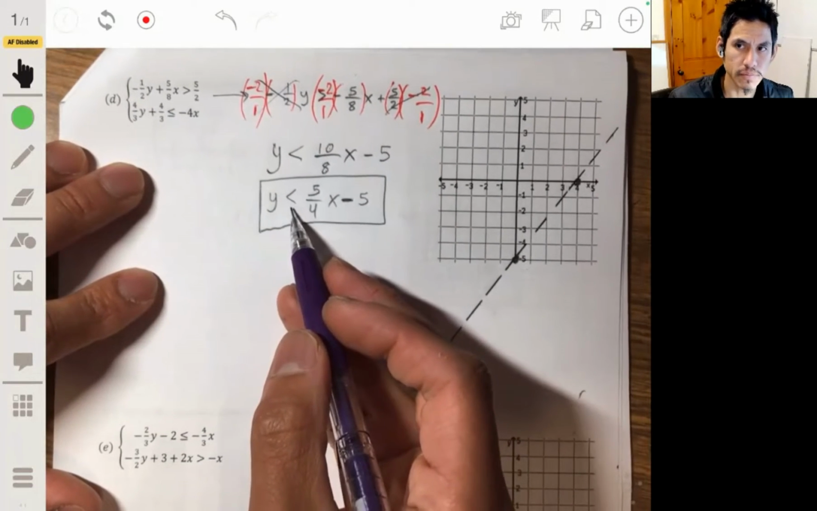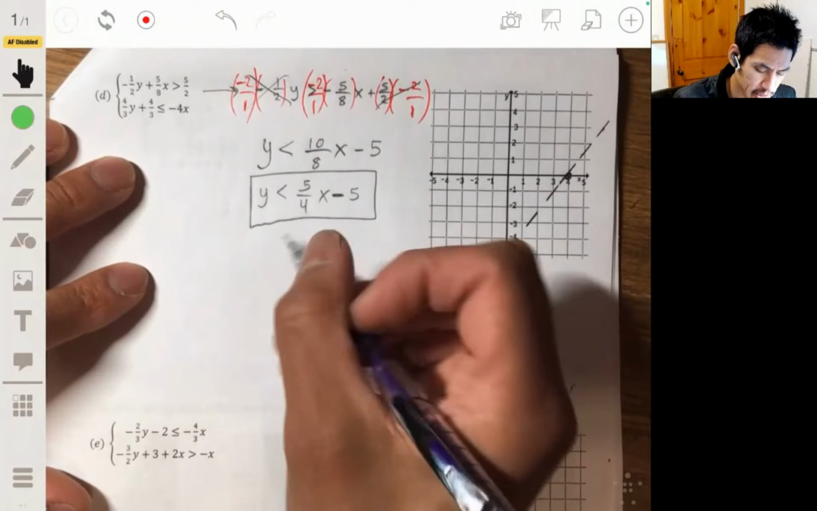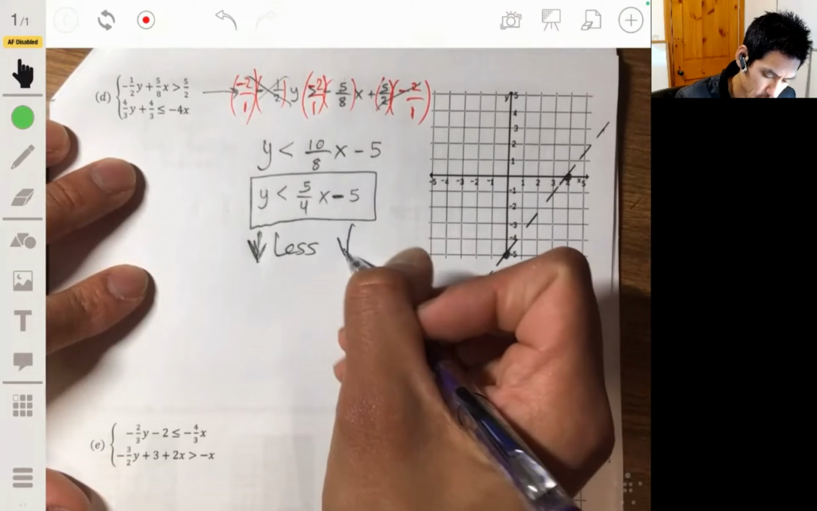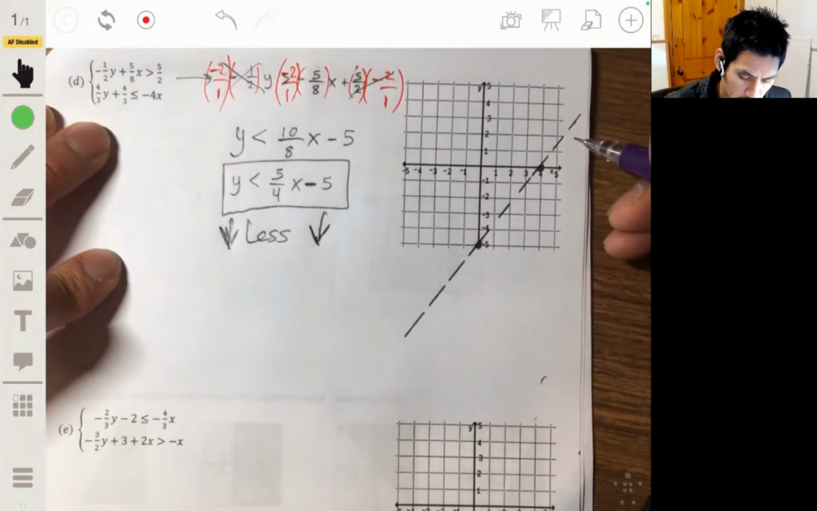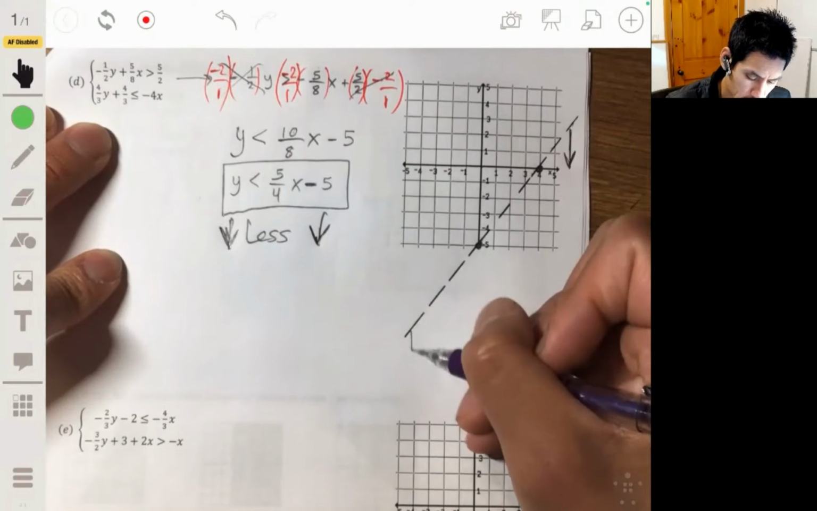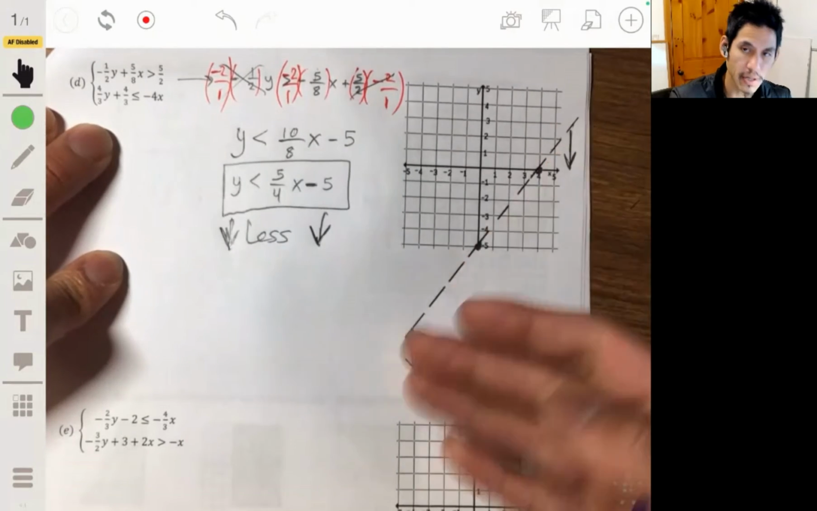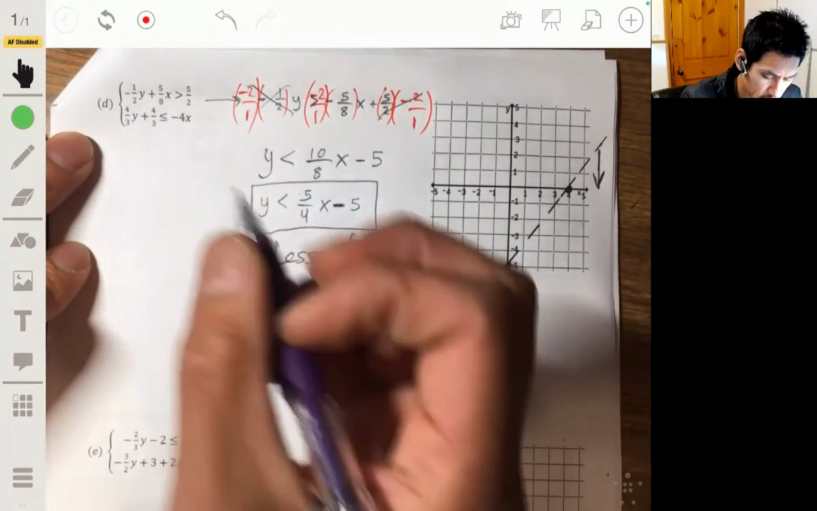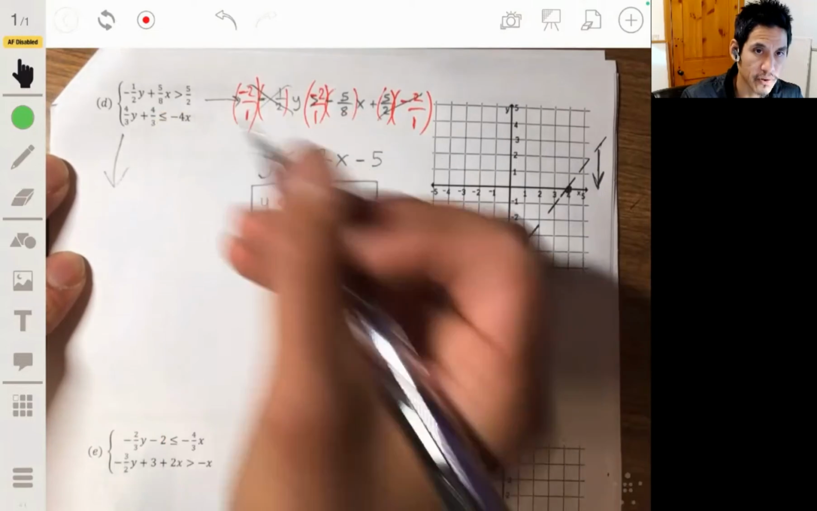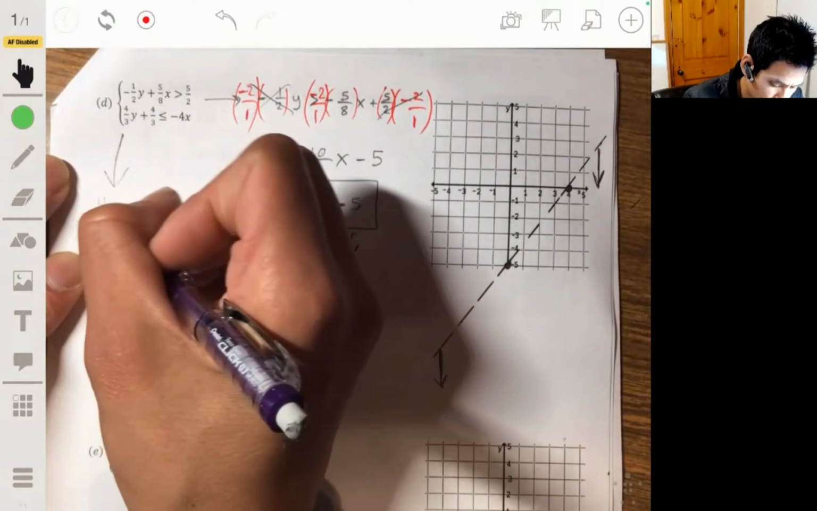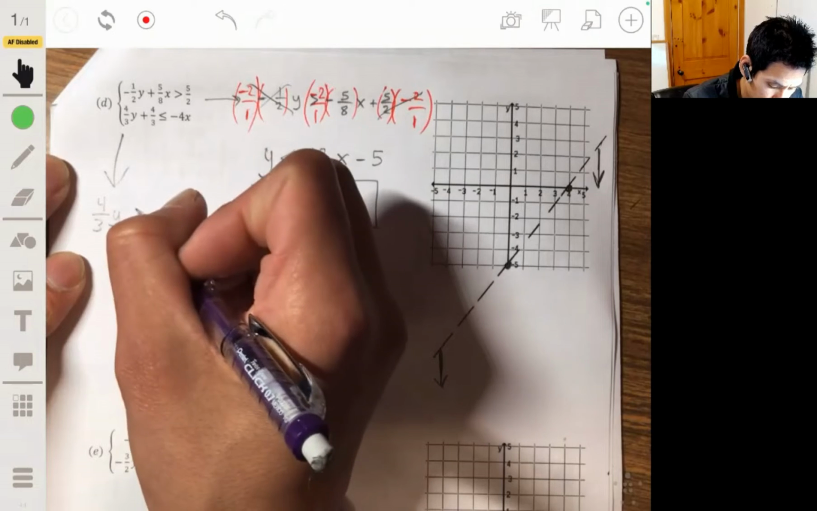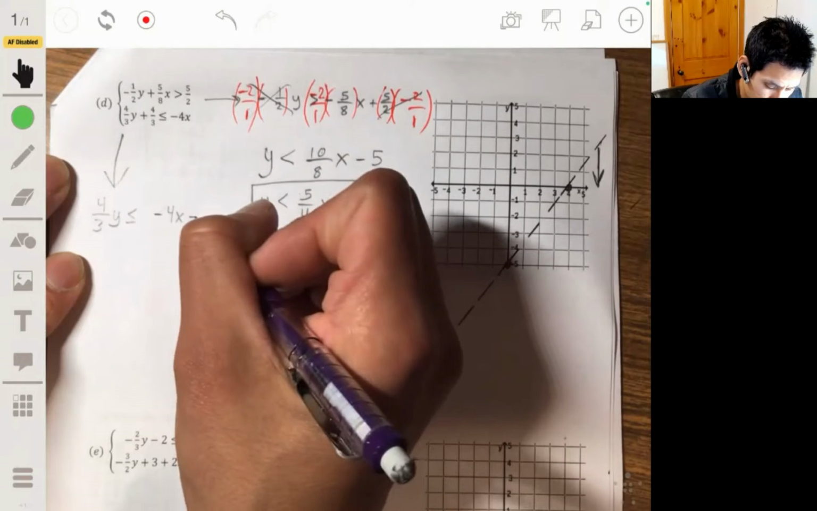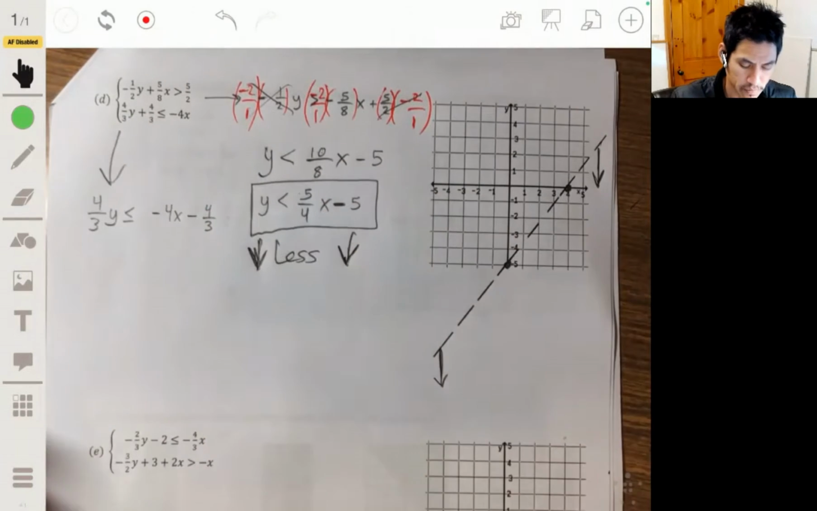Now, it says y is less than, so we're talking about below this line, so arrows downward. So we know that. Again, go to one side, arrow down, other side. So we know it's going to be something below here so far. Next, in inequality, start off by taking away 4/3 from each side. I'll get 4/3 y is less than or equal to -4x minus 4/3.